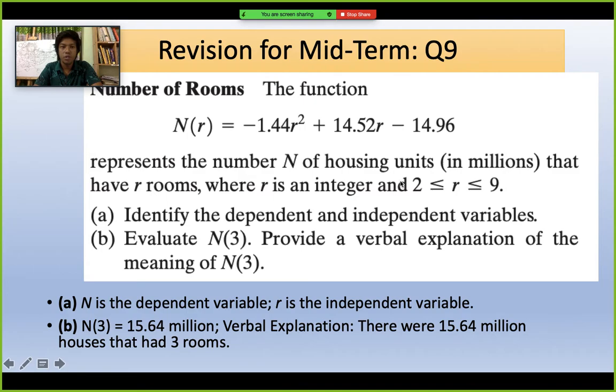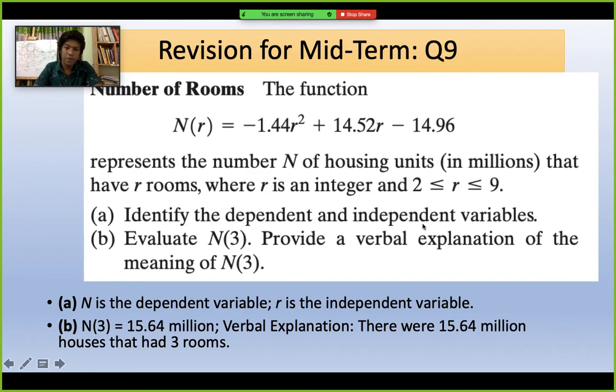And if you put 5, it means in this function r equal to 5, this will give you how many houses they have where the number of rooms is 5. So this is a function, this is a model that gives us that solution. Okay.